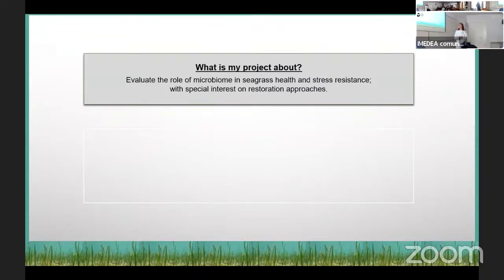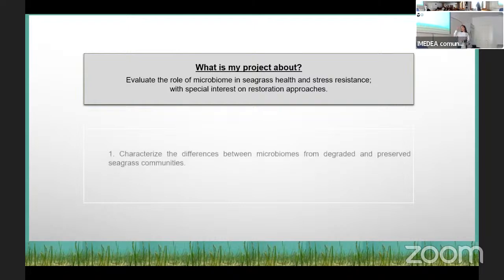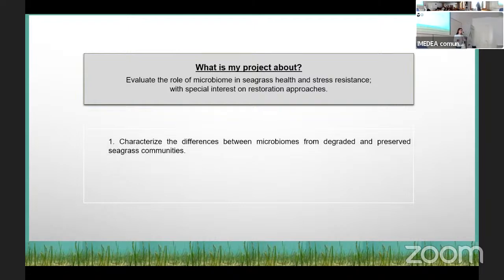Basically, this project is about evaluating the influence of microbiome in seagrass health and their resistance to stress factors. And we can say that we have three main points, which are functionality, resilience, and the future application that we can have in restoration. And these three points are developed in three specific objectives.